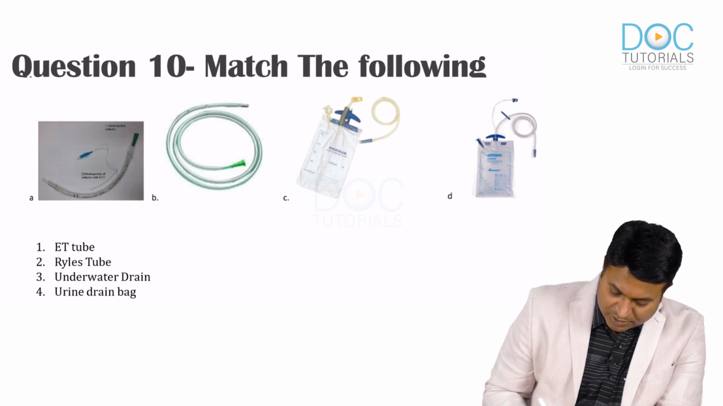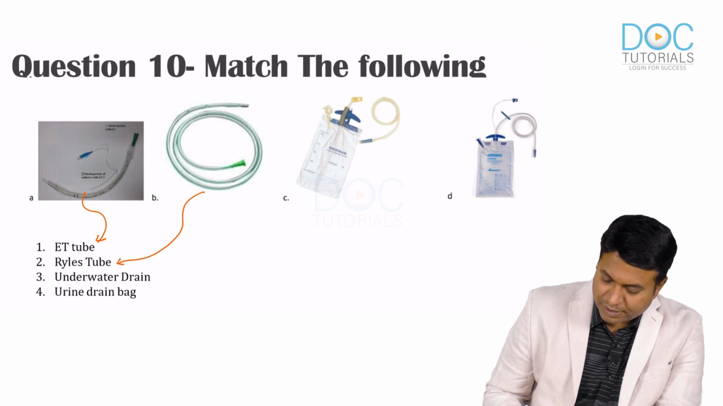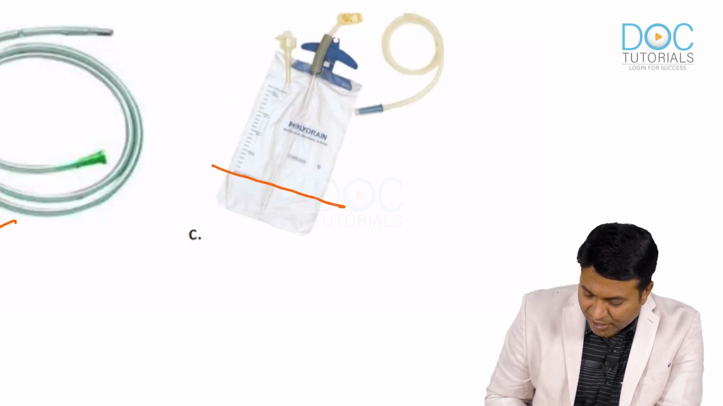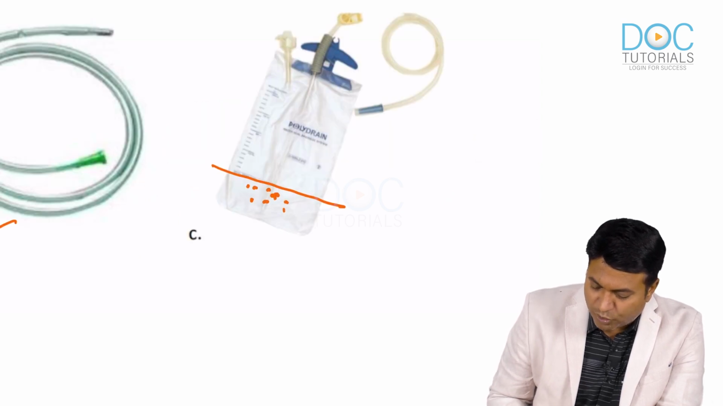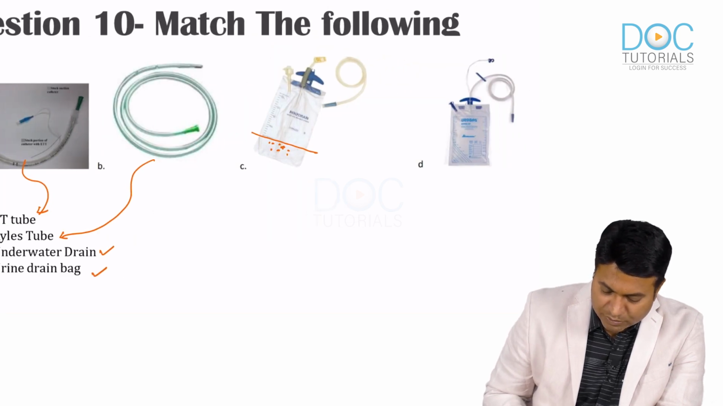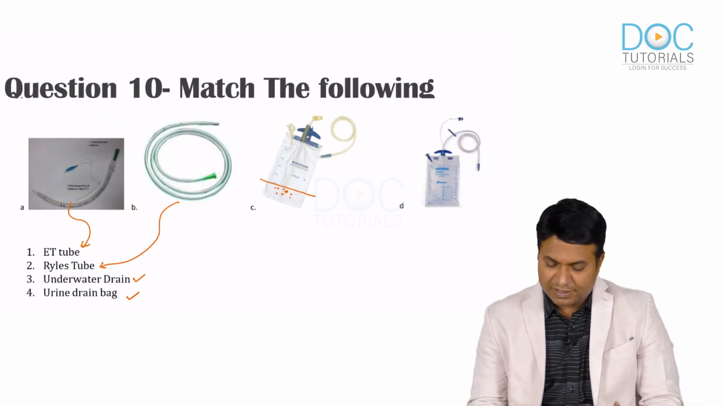So match the following. A is an endotracheal tube, B is a Ryle's tube, C you can see an underwater drain. There is a mark there which is an underwater drain. You can see we have to put the water up to this place. In the case of pneumothorax, we use this underwater drain, and this is a urinary bag. So these are the points you should not forget. So 1, 2, 3, 4, A, B, C, D, it's directly matched.